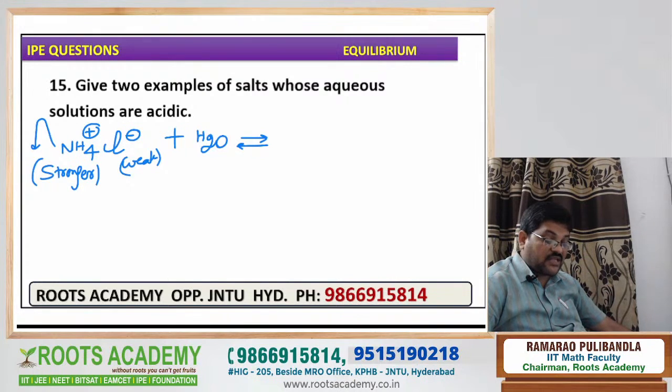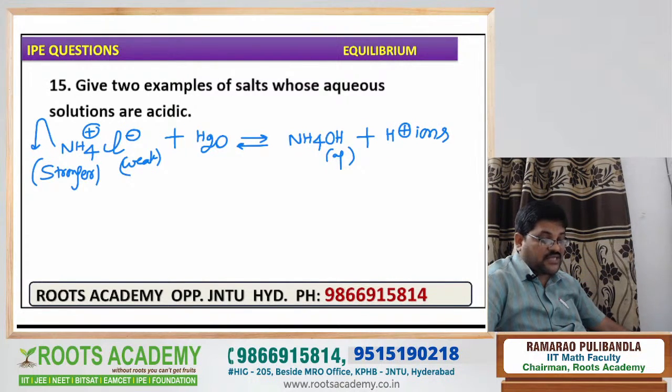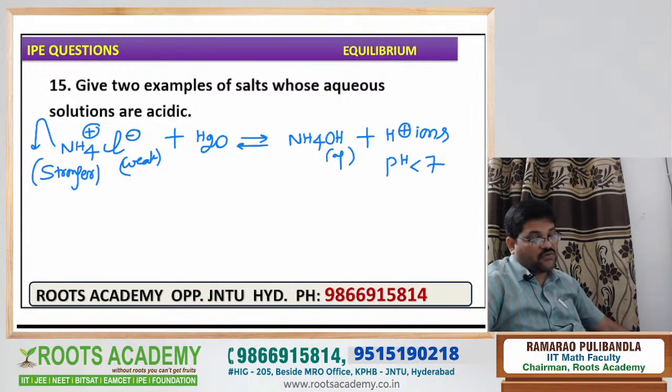Now, the stronger cation NH4 plus reacts with OH minus ions of the water, and what do you get? You get ammonium hydroxide aqueous solution plus H plus ions. H plus ions means what? Acidic nature. What is the evidence of acidic nature, students? pH of the solution is less than 7. That is one of the evidences.